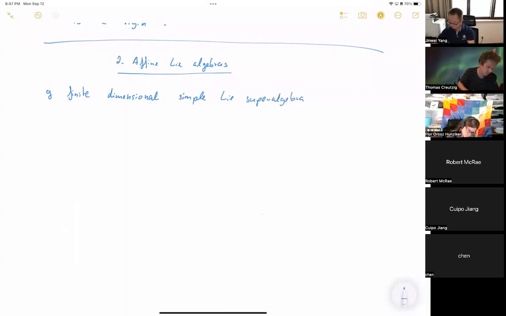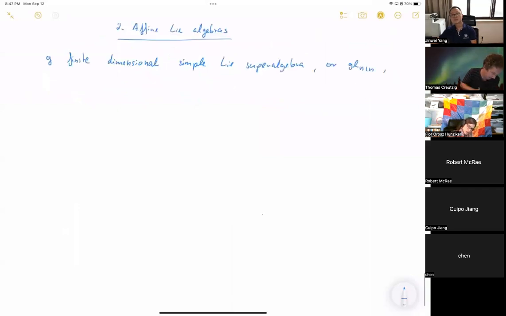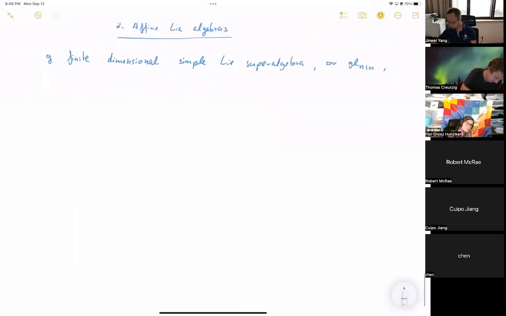Maybe usually you would take a basic one. You can also allow GL(n|n). It behaves in many respects like a simple one. And then what else do you have to do? You have to fix a bilinear form that is non-degenerate and invariant, so it has to respect the Lie bracket.